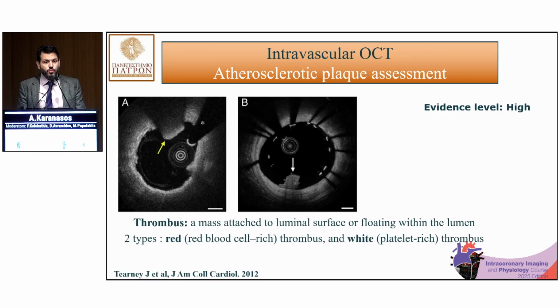And then, of course, we can see thrombus with high confidence, which are these intraluminal masses. They may also be attached to the vessel wall. And we have two types of thrombus. We have red thrombus, which consists mainly of red blood cells, and white thrombus, which consists mainly of fibrin and platelets. And the difference is that although they have the same intensity at the beginning, the red thrombus has a very high signal attenuation, meaning that you cannot actually see behind this thrombus.